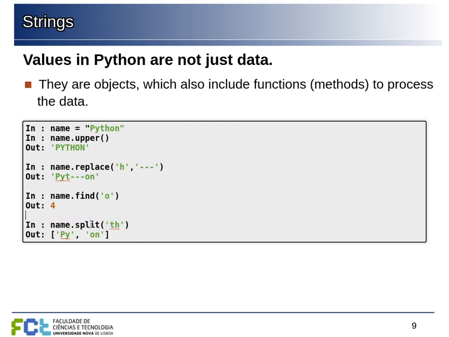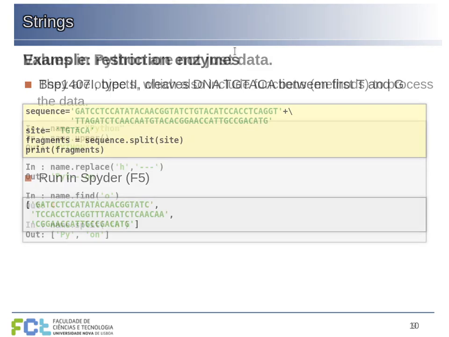You can split. Splitting returns a list of substrings, breaking on where this sequence is found. So it finds the TH there, and it will return what comes before the TH, the PY, and what comes after there. So you have different methods that can help you manipulate the data that you have in this variable, and this is general in Python. You don't have just the data itself, you have these objects that can help you do things with the data.